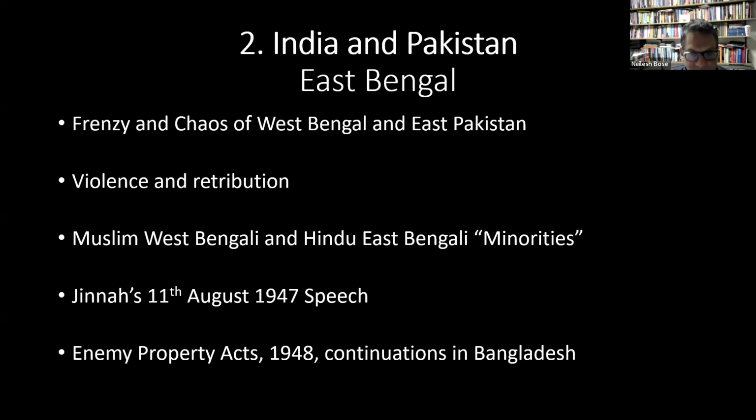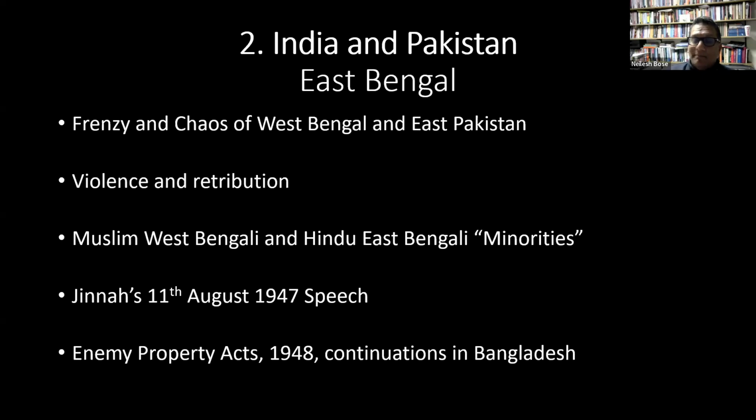Now, when we move to the second major moment that is significant for the history of minorities, that is the moment of India as a new state and Pakistan as a new state being created through a brutal and quite tragic partition of both Bengal and the Punjab. In the frenzy of partition and violence, these new entities were constructed.